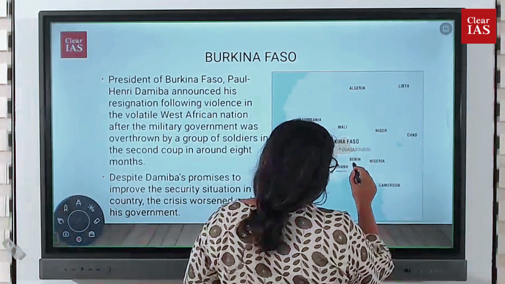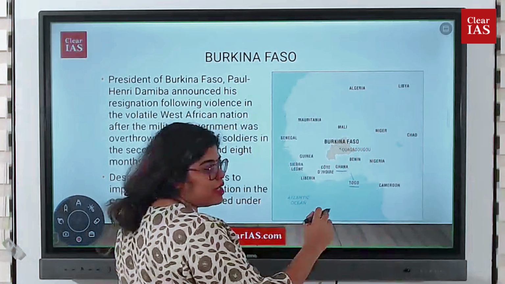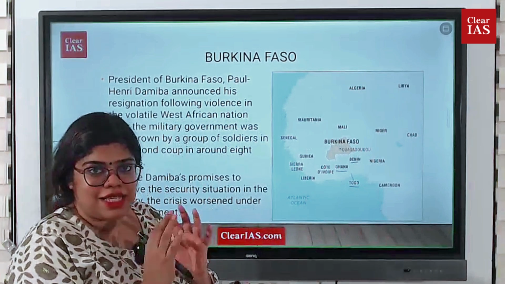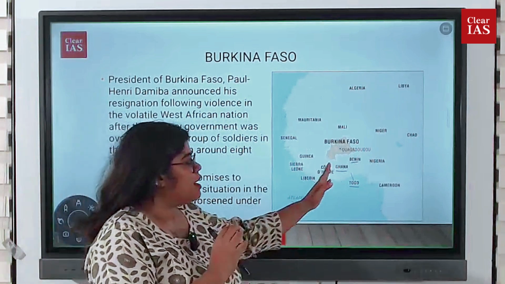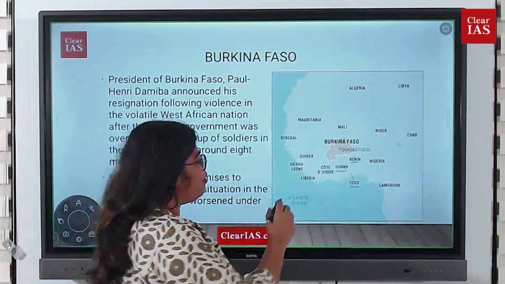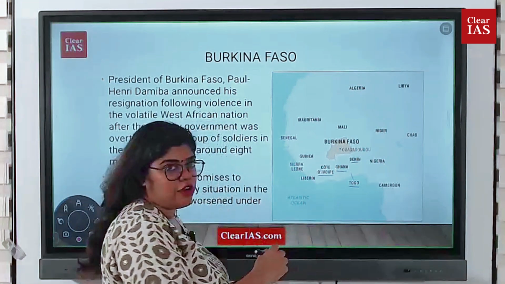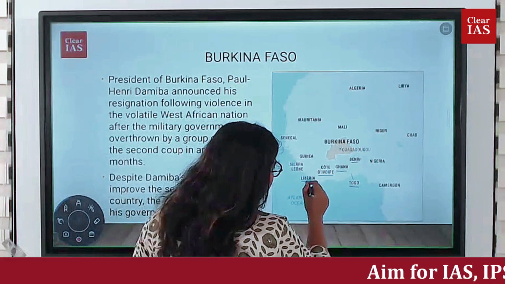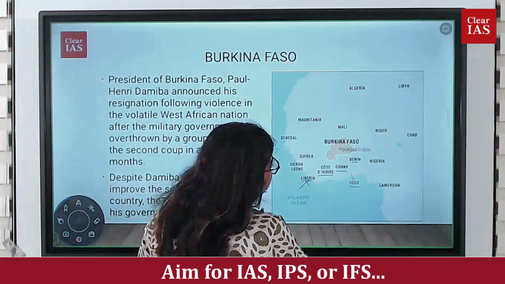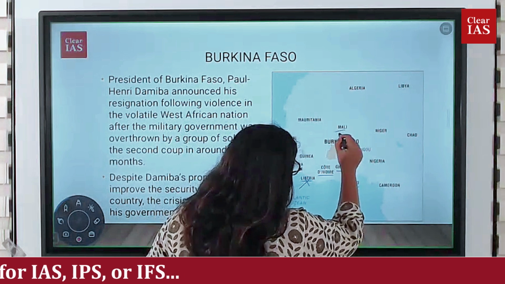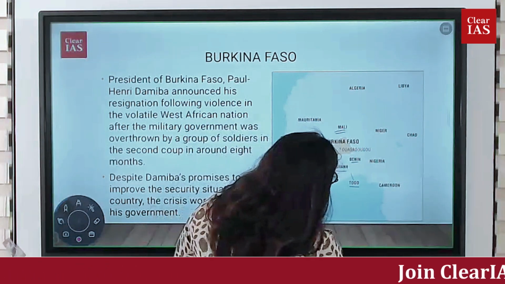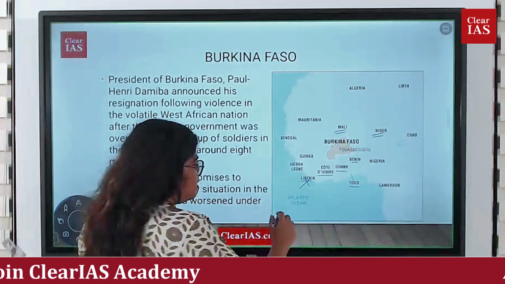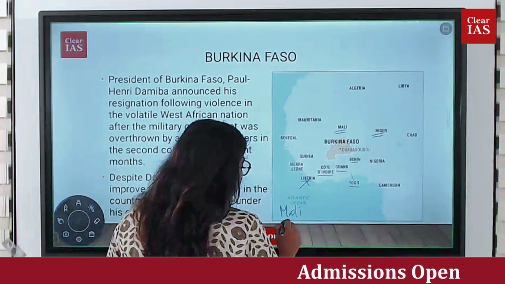Ghana is there. Togo is there. Ghana, Togo, Benin. These three countries are always grouped together. Then you have Cote d'Ivoire, also called Ivory Coast. Then you have Liberia, but Liberia is not sharing a boundary. Then you can see Mali, and then you can see Niger.